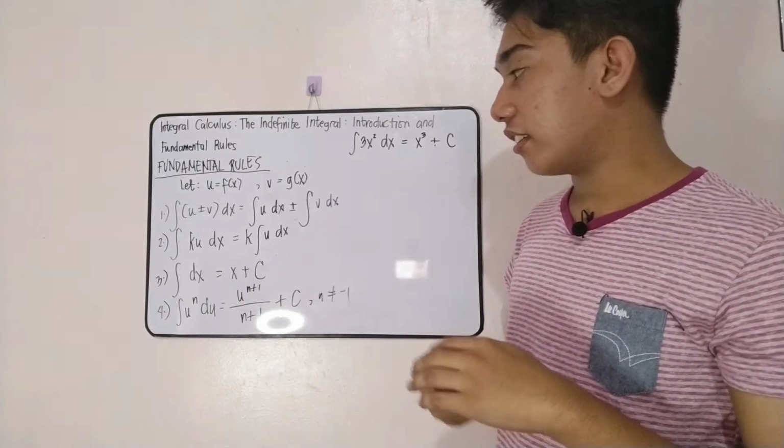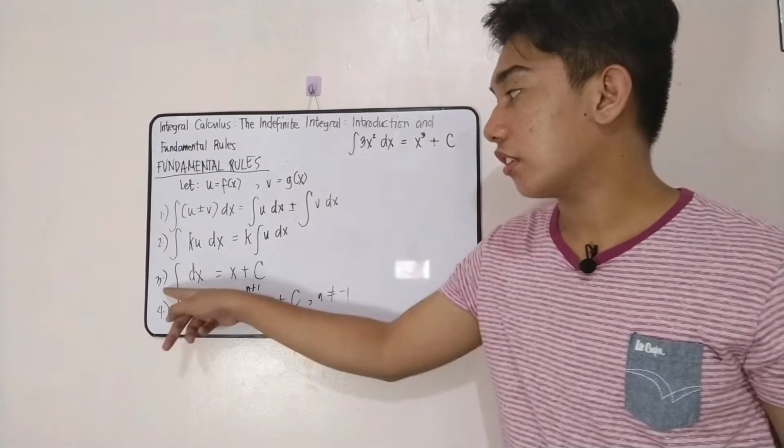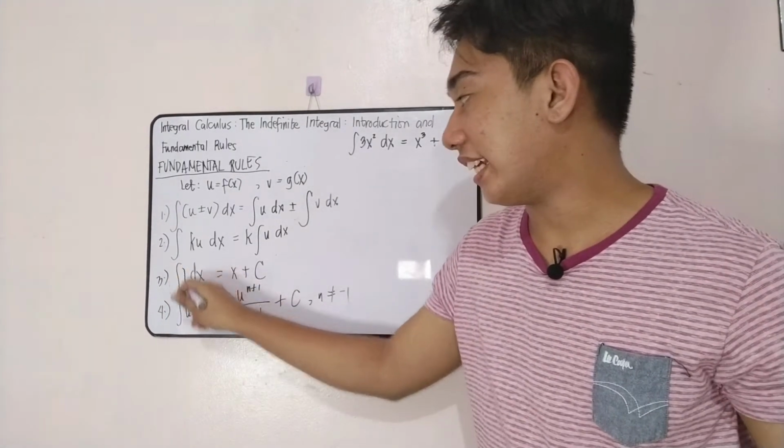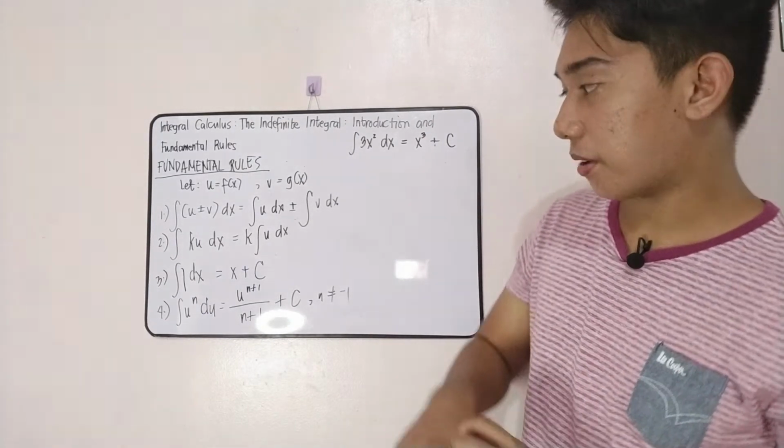For 3, the integration of dx is just equal to x plus c because there is 1 here. Okay? And the integration of 1 is x. Okay?